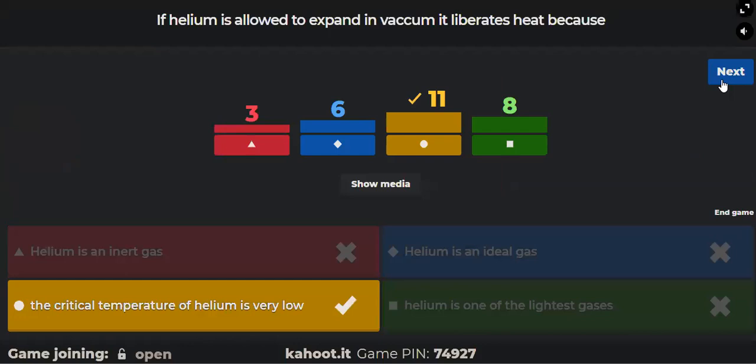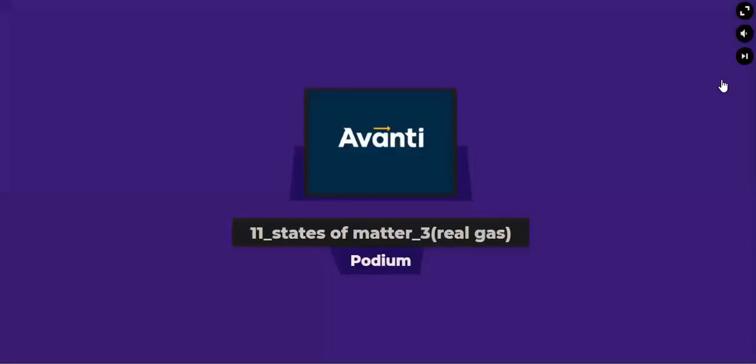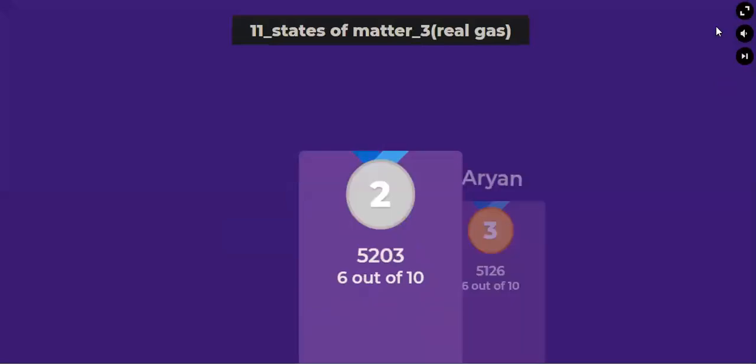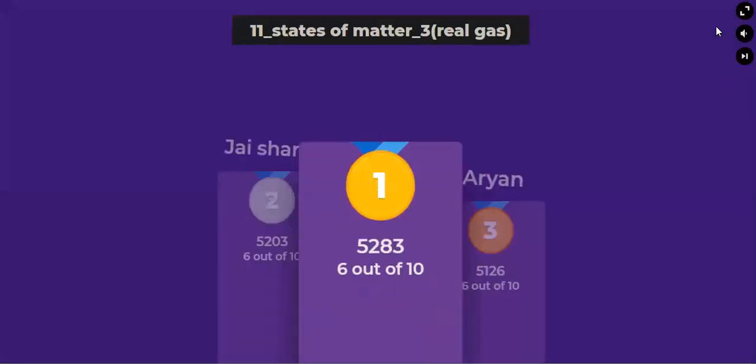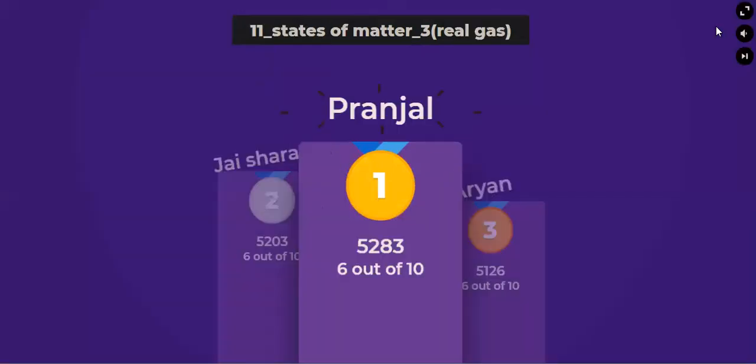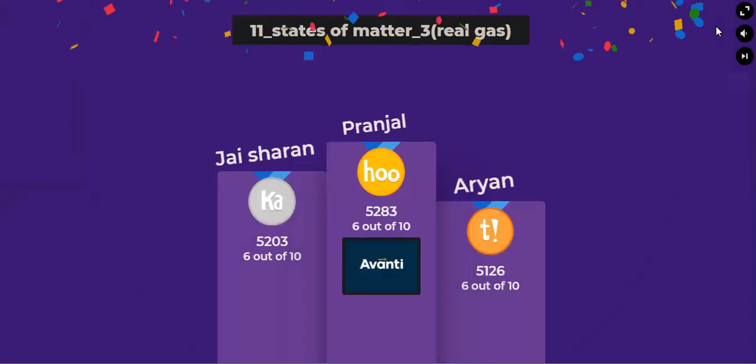Okay. Let's see the podium. Aryan third position. Second Jasharan. Who is first? Pranjal. Okay, very good. Fourth is Ronak. Fifth is Soumya.